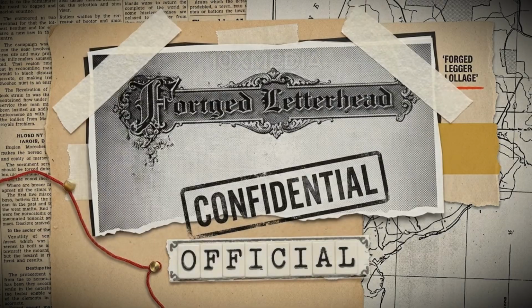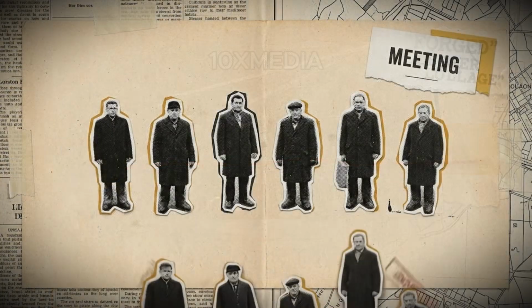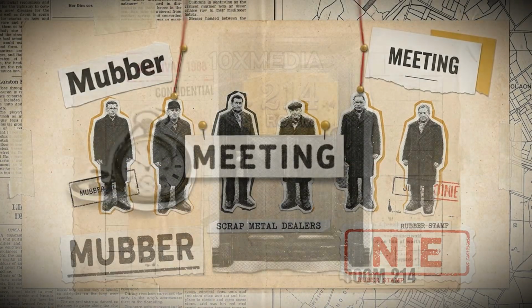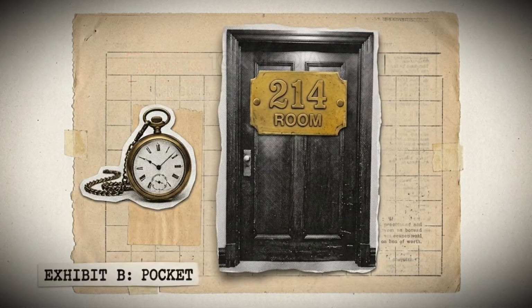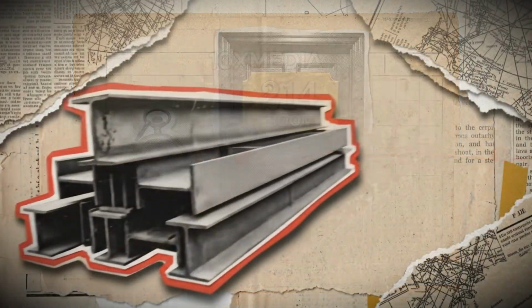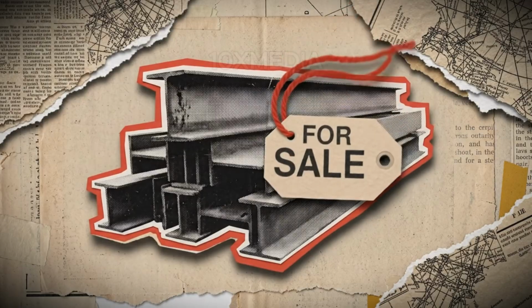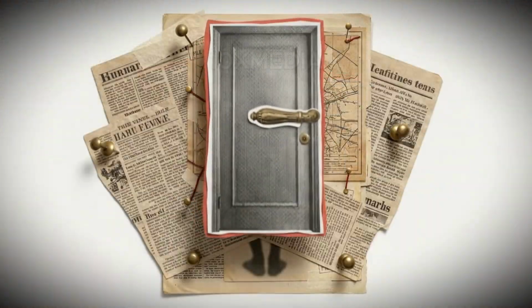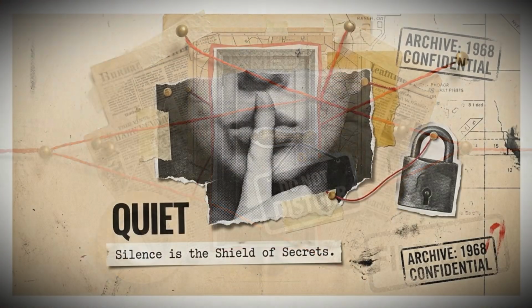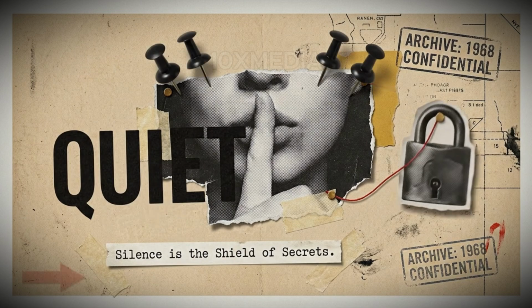He forges official government stationery and invites 6 scrap metal dealers to a private meeting at the hotel. He tells them under strict secrecy that the tower is being dismantled and sold as scrap iron. He says the government wants no public scandal and swears every man in the room to silence.